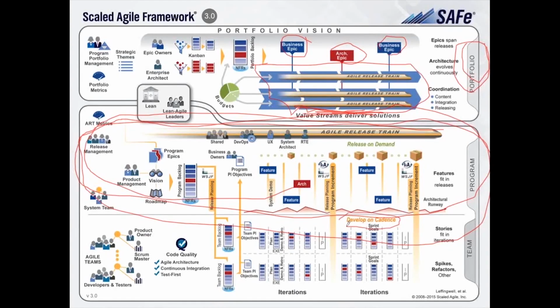You can see a couple of important paradigms. You can see develop on cadence. What does that mean? It means that we use cadence and synchronization. There's an iteration cadence. Here's a synchronization point called the system demo. We use cadence and synchronization to make routine that which can be routine. And our planning and our demonstration and our feedback points, that can absolutely be routine.